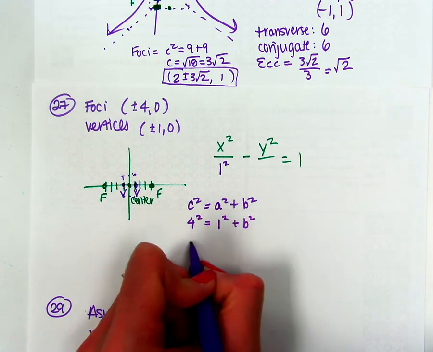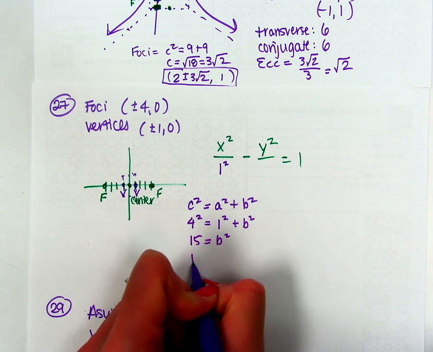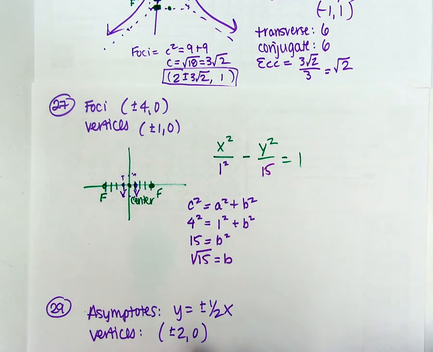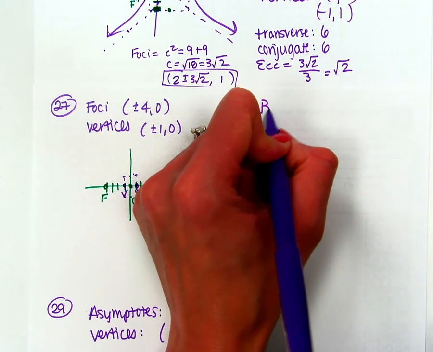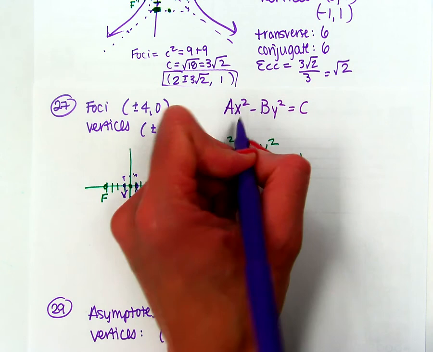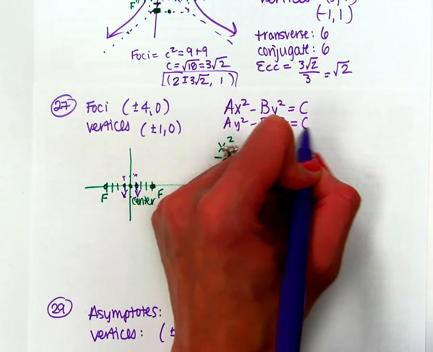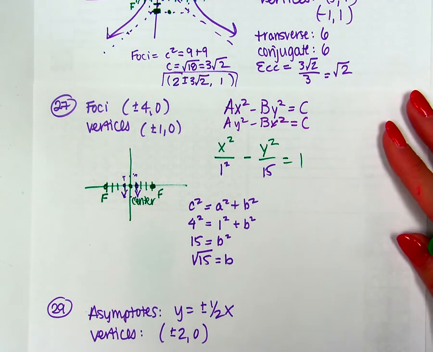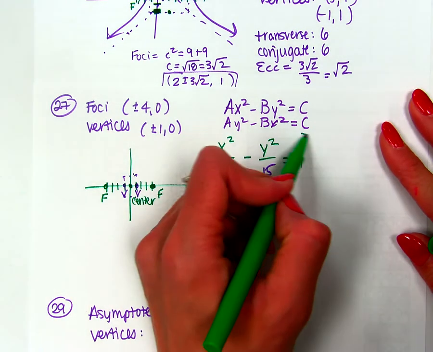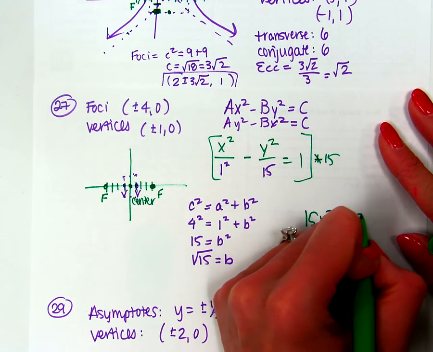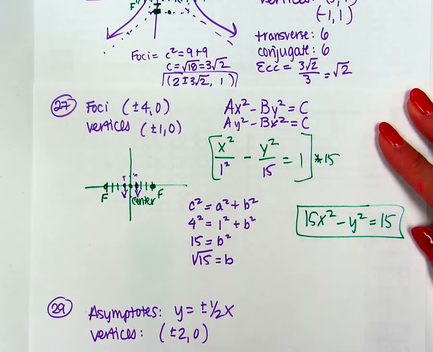So 16 minus 1 is going to give me 15. So B squared equals 15. So B equals root 15. So here I'm going to put B squared, which is just 15. And then they do want you to write the equation so that it's not equal to 1, but in the form ax squared minus by squared equals c, or ay squared minus bx squared equals c. So basically, get rid of your denominators. What can I do to get rid of my denominators? If I multiply everything by 15, then I'm going to get 15x squared minus y squared equals 15. And then that's your answer.